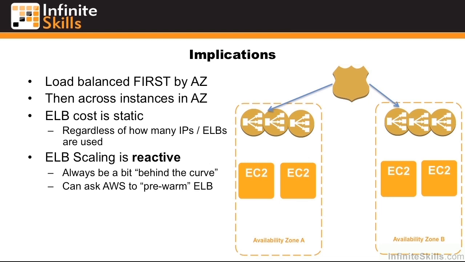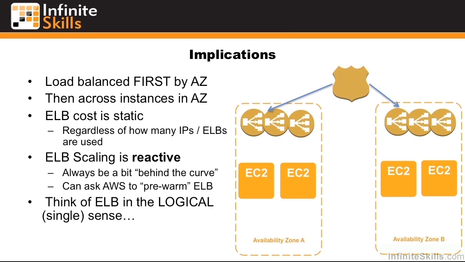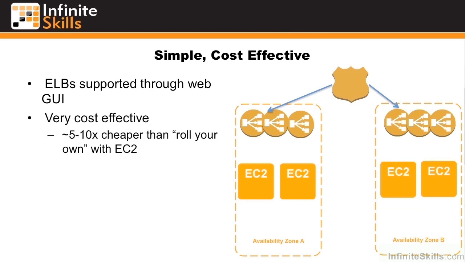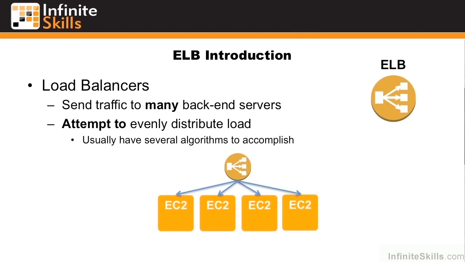If you know, however, that you're going to have, let's say, a big email drop on a certain day at a certain time, you can call Amazon up and ask them to pre-warm the ELBs for the amount of traffic you expect to receive. Always think of ELBs in the logical sense of a single ELB balancing across many EC2 instances. The ELBs are supported through the web GUI, and you can easily spin them up there. They're very cost-effective, typically 5 to 10 times cheaper than roll your own with EC2. They're very easy to use, but they may not meet all needs. By now you should have a very good picture of what ELBs are and how they function inside of Amazon's architecture.